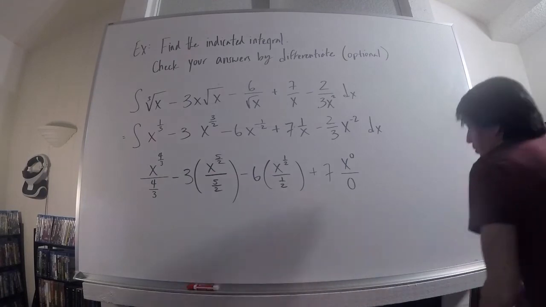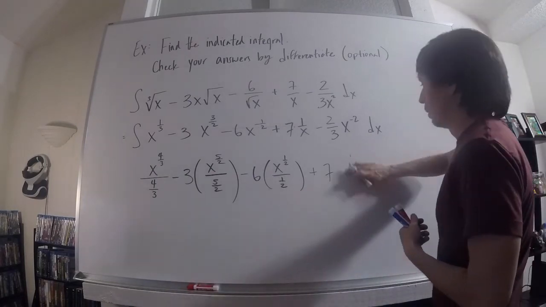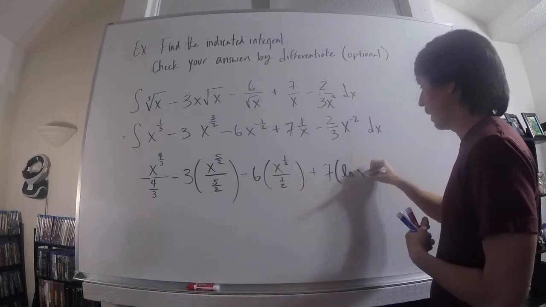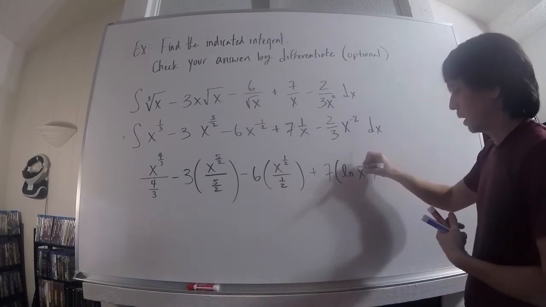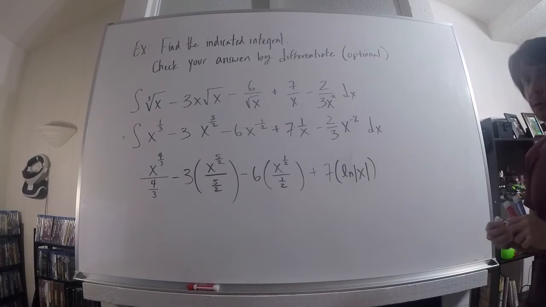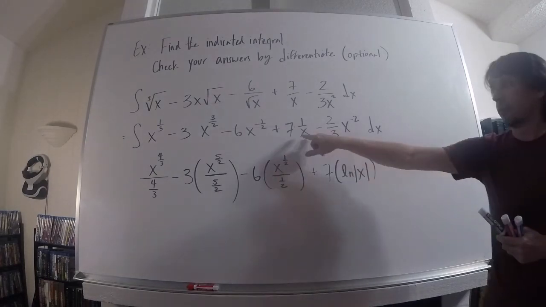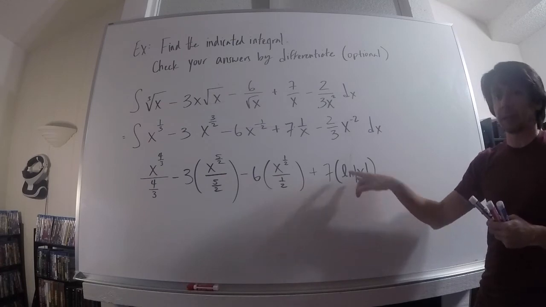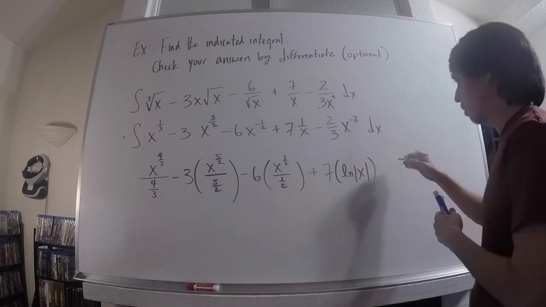So this one is a different rule. I'm bringing the 7 down, and the antiderivative of 1 over x is natural logarithm of x. And again, sometimes they put it in absolute value, sometimes not. You can or you don't have to, I don't care, as long as you know that that one is not a power rule. It's the derivative of ln of x, meaning its antiderivative is ln of x.